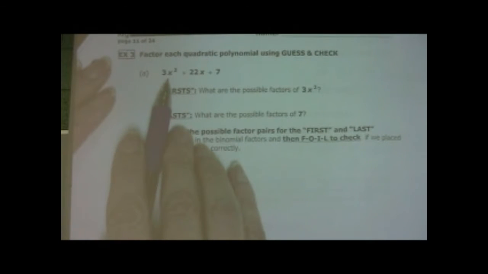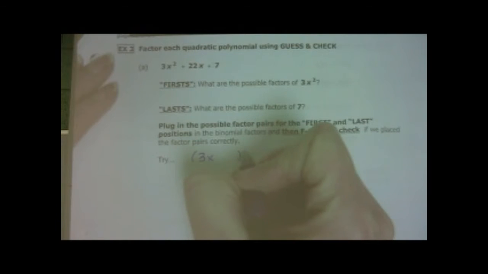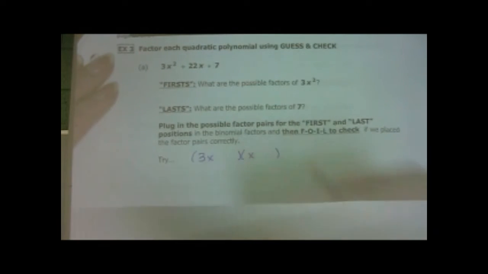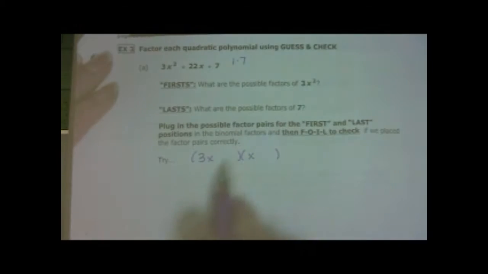So the first thing I want to do when I'm looking at one of these is figure out what I have to start with. Now, when I start with the 3x squared, the only way I can get 3x squared is 3x and x. So here's what I'm going to have. 3x and x. Now, I need things that multiply to positive 7. And that's going to be 1 and 7. I don't know which one goes where. And I don't know, well, let's try. Let's see what we can do.